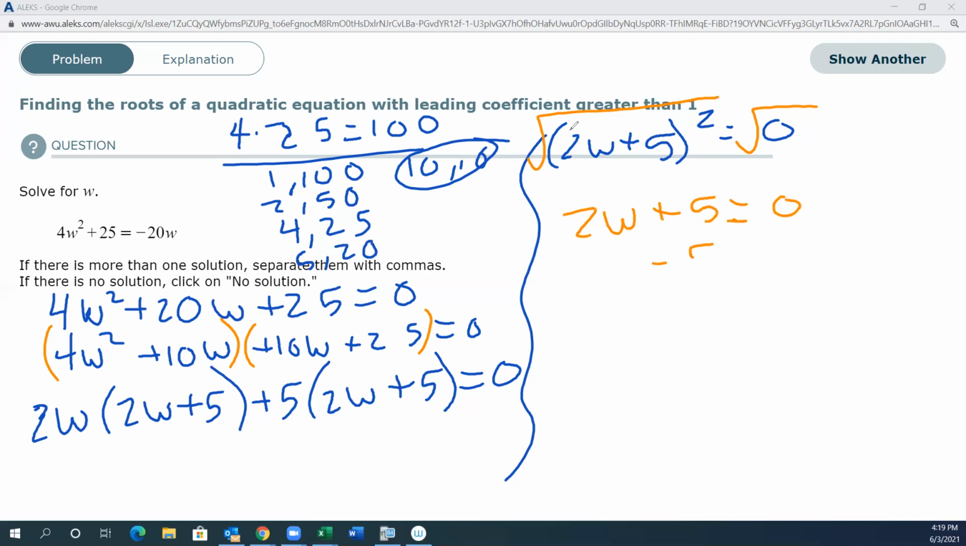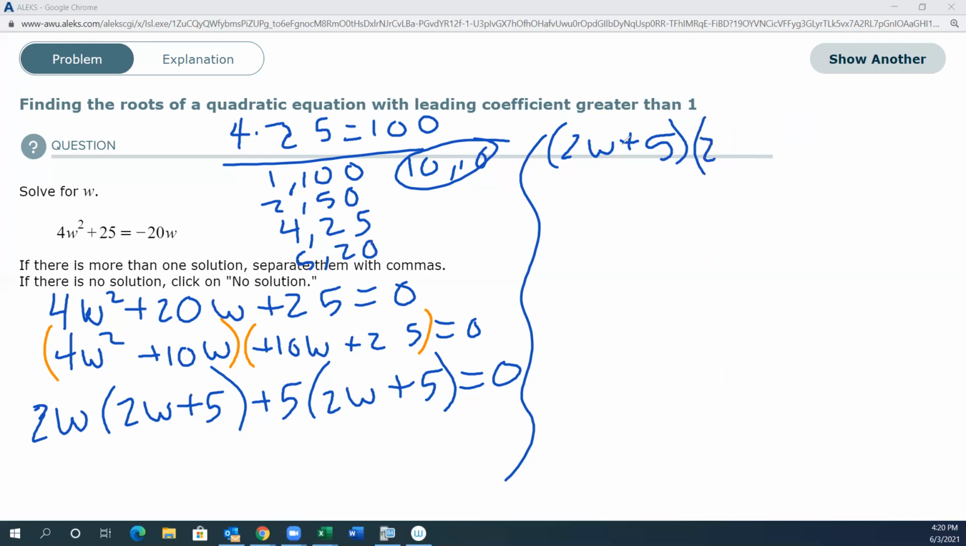Okay, and then I can take away 5. And then I can divide both sides by 2, and I get negative 5/2. Okay, but wasn't there supposed to be 2 answers? Because the highest power of the variable was 2. Yeah, there were. In fact, that answer, that negative 5/2, was the answer twice, okay?